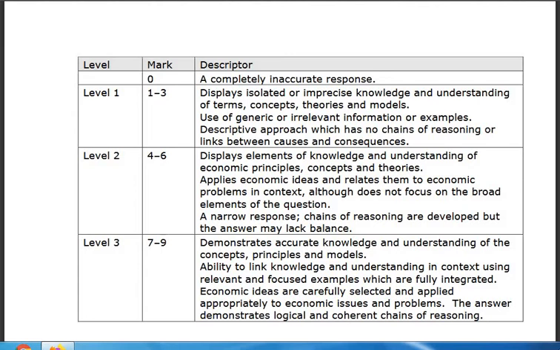Level 3, again, you're knowing your stuff, you've demonstrated accurate knowledge of economics, you've applied your answers, and you're able to select your knowledge carefully so what you're writing about fits the question and fits the context. And crucially, you've demonstrated logical and coherent chains of reasoning.